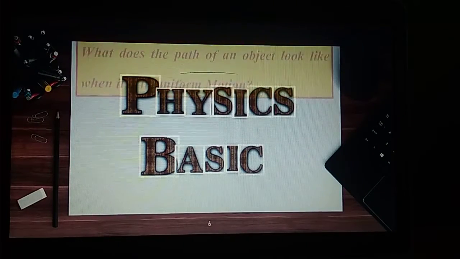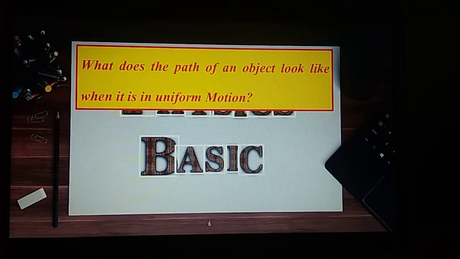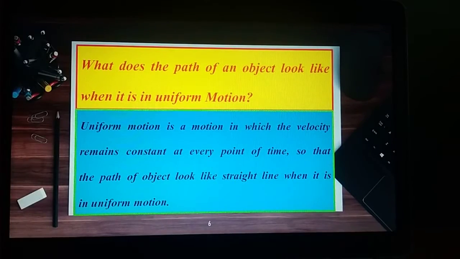So here is your next question. What does the path of an object look like when it is in uniform motion? That means when you are moving in uniform motion. Uniform motion means equal distance in equal time intervals. Then which type of path? Would it be circular, a straight line, or a zigzag position? So your answer is that uniform motion is a motion in which the velocity remains constant at every point of time. So the path of the object looks like a straight line.